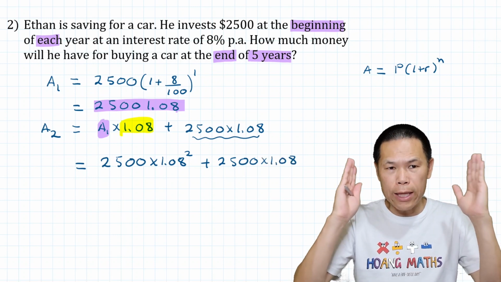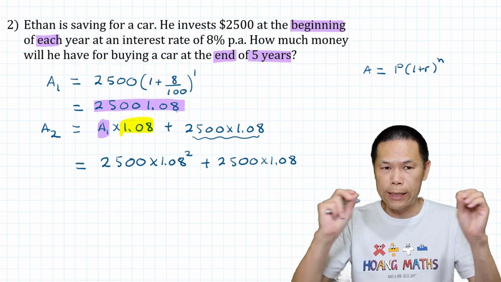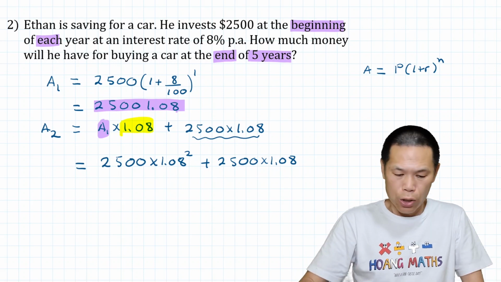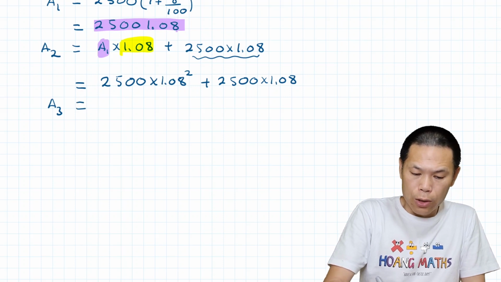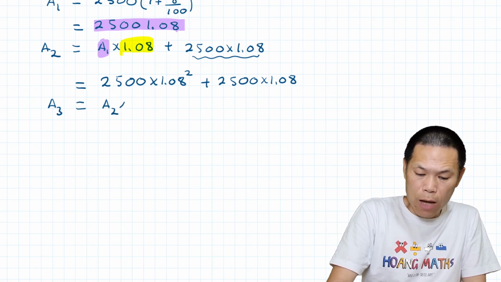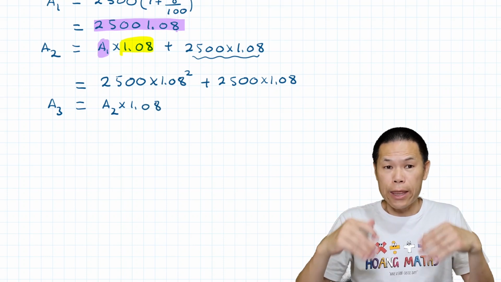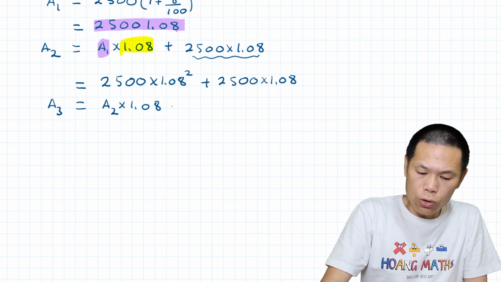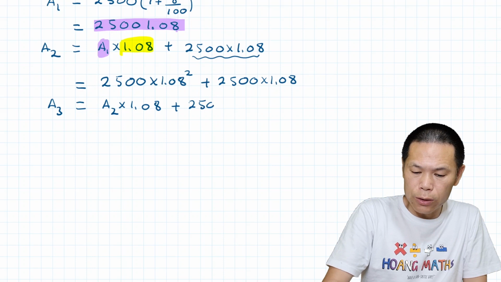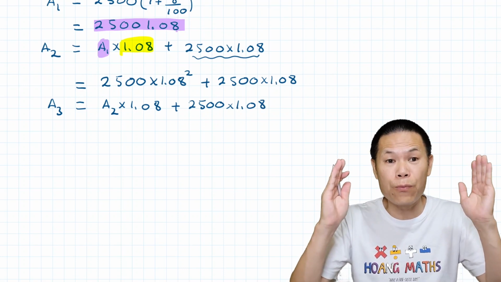And let's just work out the end of third year. I always do at least up to third year, so you can see the pattern, okay? That's quite important. So let me just write one more time. So A3 is equal to A2 times 1.08. So that is the interest. And then at the beginning of third year, Nathan also puts in 2,500. And this 2,500 also has interest, so times by 1.08. That's the balance at the end of third year.